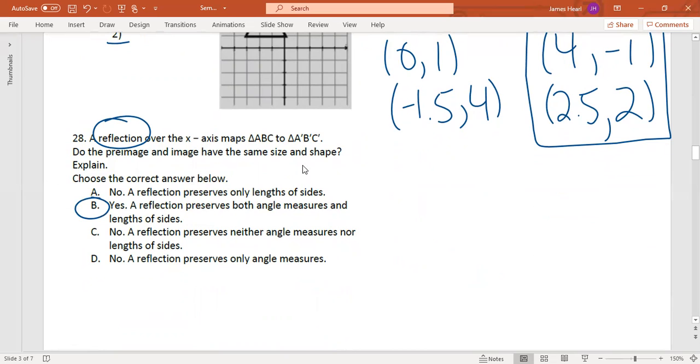But if you read the rest of it, reflection preserves angle measurement and lengths of sides. Yeah, all it does is change the orientation of the picture from top to bottom or from left to right, but it still keeps the picture. It doesn't change its size or anything like that.